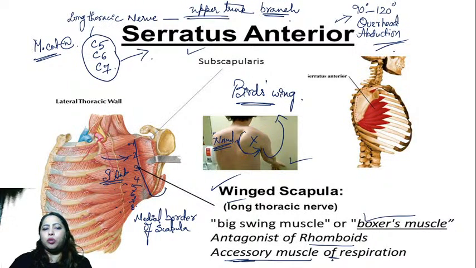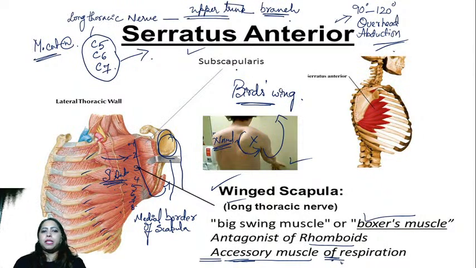So it will help in rotation in this direction. So this is the glenoid cavity where the humerus will sit. This is how it is. So it will help you in rotation of the scapula, and it has 8 digitations. Since it is attached to the ribs, all these are ribs, it can help you in elevation of the ribs. So it is an accessory muscle of respiration. So with this, we come to the end of the session.